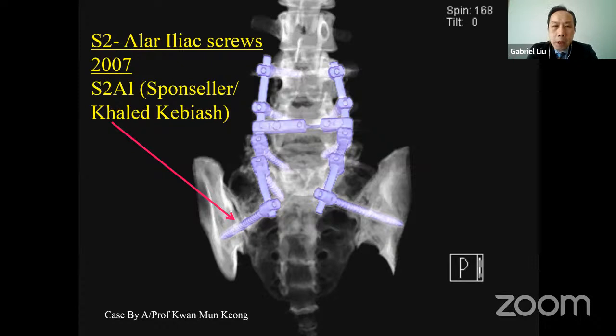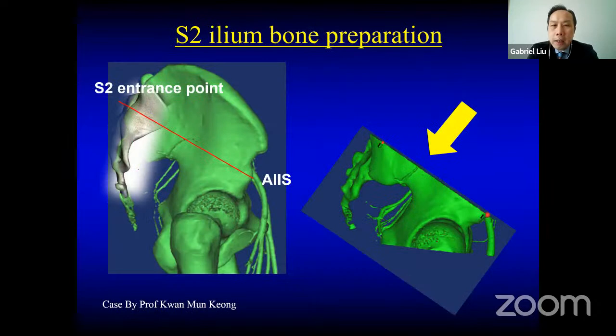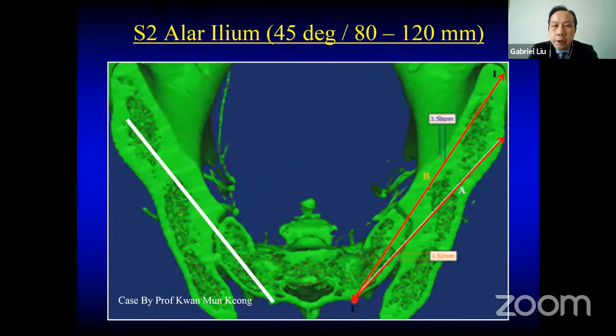First of all, for the entry point of the S2 ALA iliac screw, you go between the S1 foramen and the S2 foramen. Through there, you aim towards the anterior inferior iliac spine, and the screw then crosses the SI joint into the ilium. In this situation, it allows you to use a longer screw.